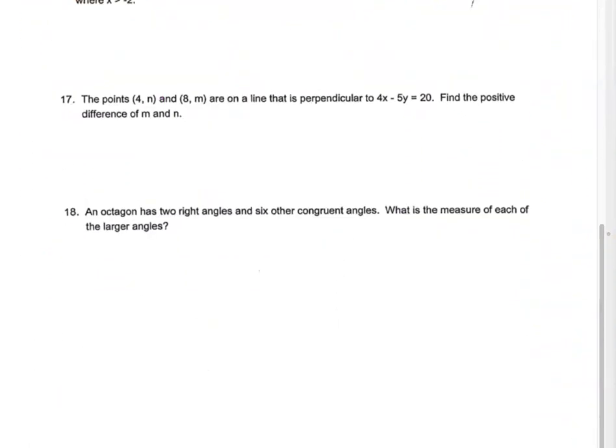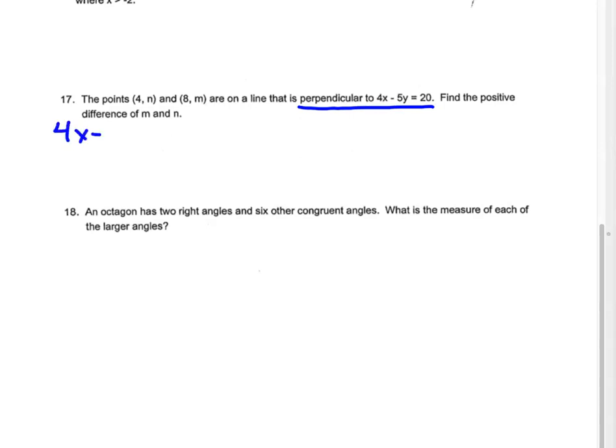Question 17 says the points (4, n) and (8, m) are on a line that is perpendicular to 4x minus 5y equals 20. Find the positive difference between m and n. All right, so if it is perpendicular to this line, let's figure out the slope of that line, and then we can find the slope of our perpendicular line.